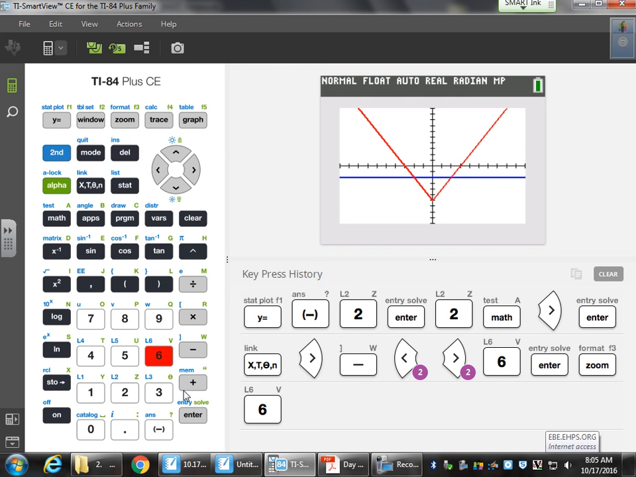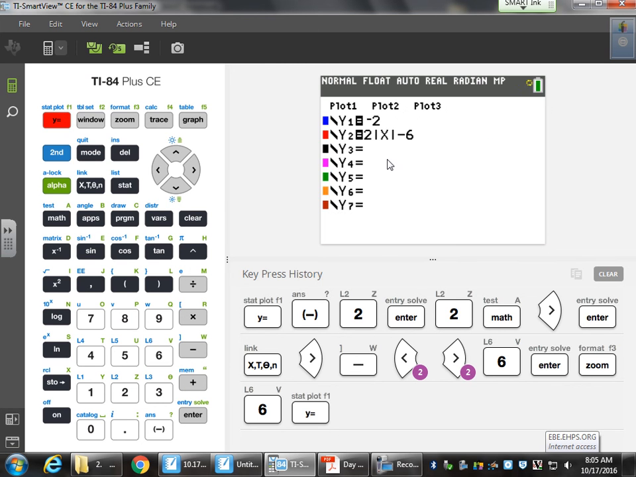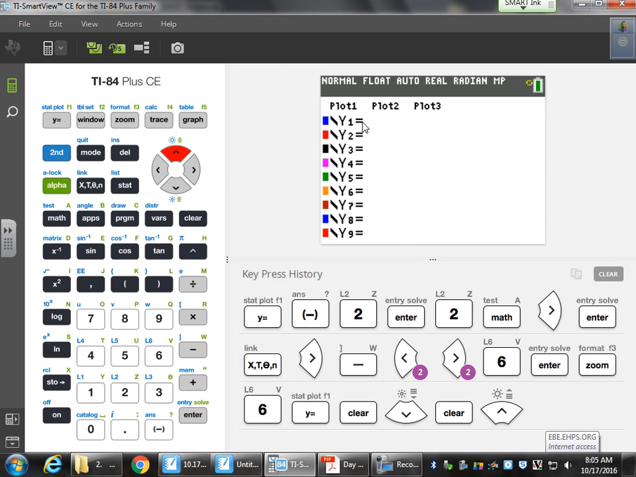Yes, so you're going to have to clear out these two. Go back to y equals and clear them out. Scroll down, hit the down arrow, clear, get them both cleared out. Go back up to y1. What's the equation for y1 going to be? 0. What's the equation for y2?